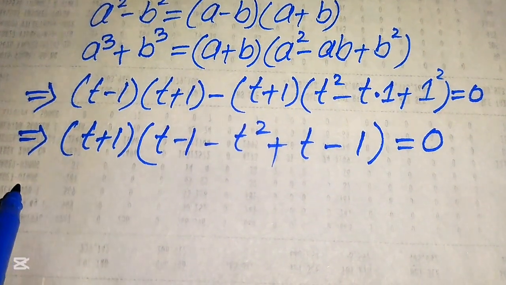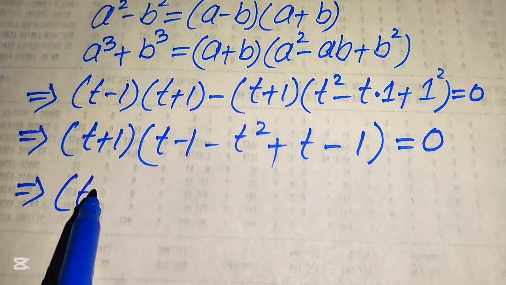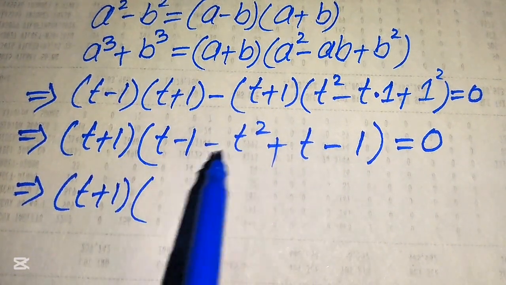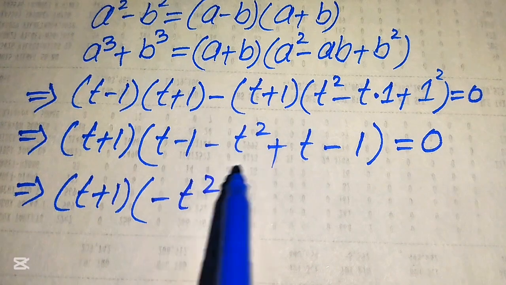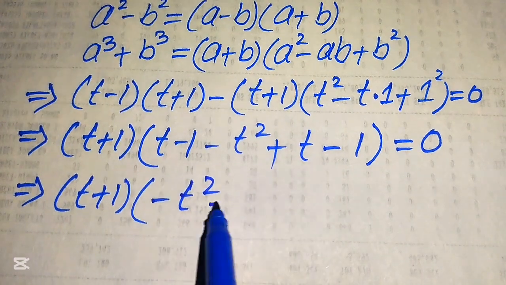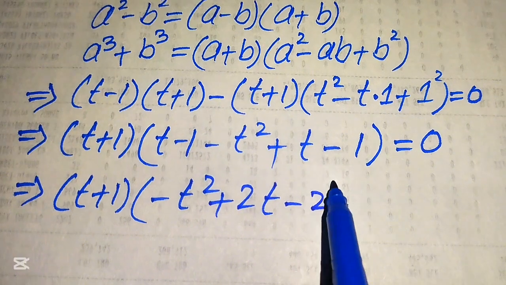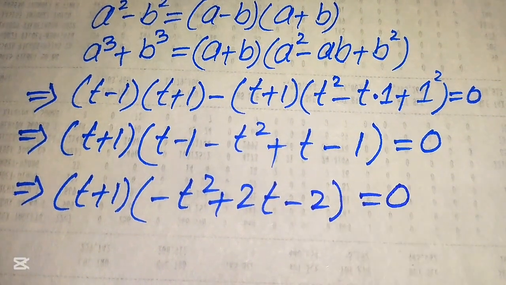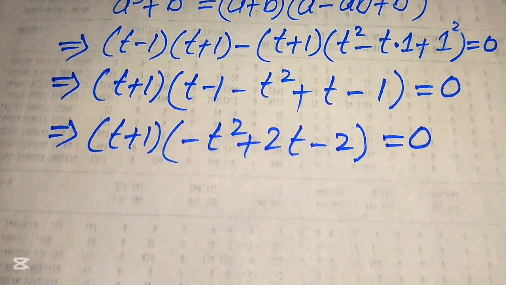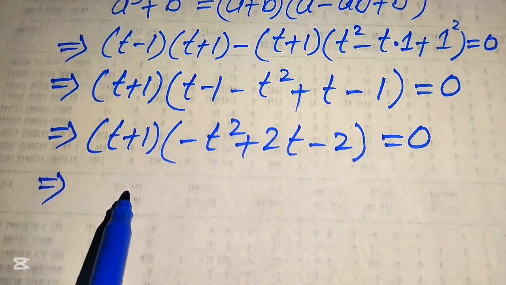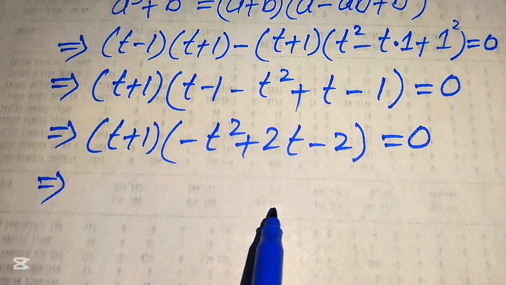And now here in the next step we need more simplifications, and it will be written as t plus 1 times, here we have minus t square, and t plus t becomes 2t, minus 1 minus 1 equals minus 2, and this whole equation is equal to 0. And now further in the next step we need more simplifications, and first we divide this equation into two cases.